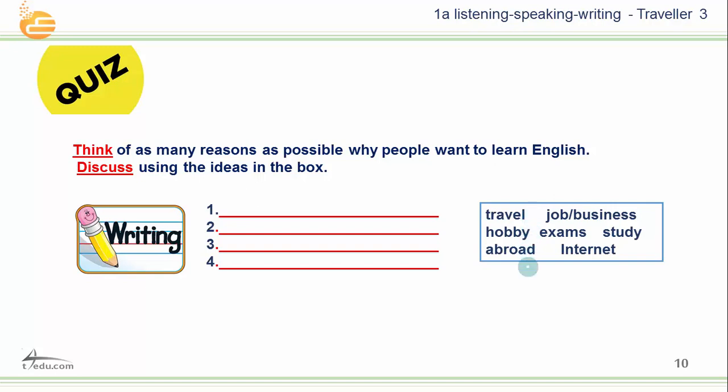Also, people sometimes are sent by the government or by their companies abroad to get a master's degree or to attend some conference or workshop, so they need English to go there because most of these conferences and workshops are presented in English. Also, as for the internet, as I said, most of it is in English.